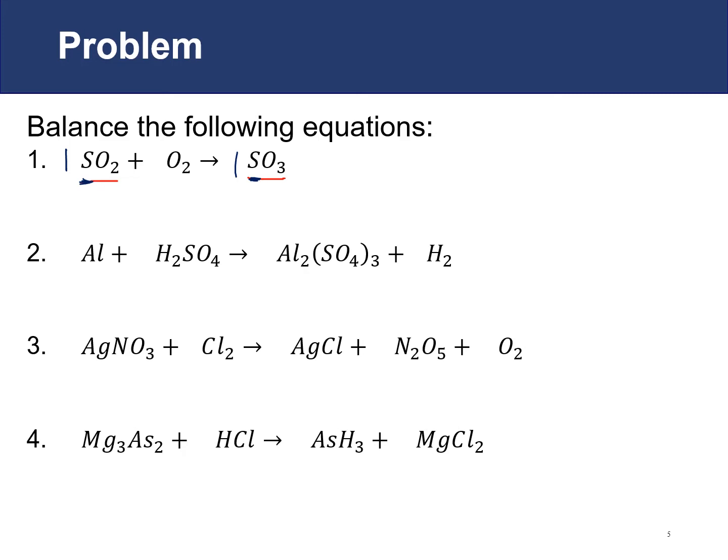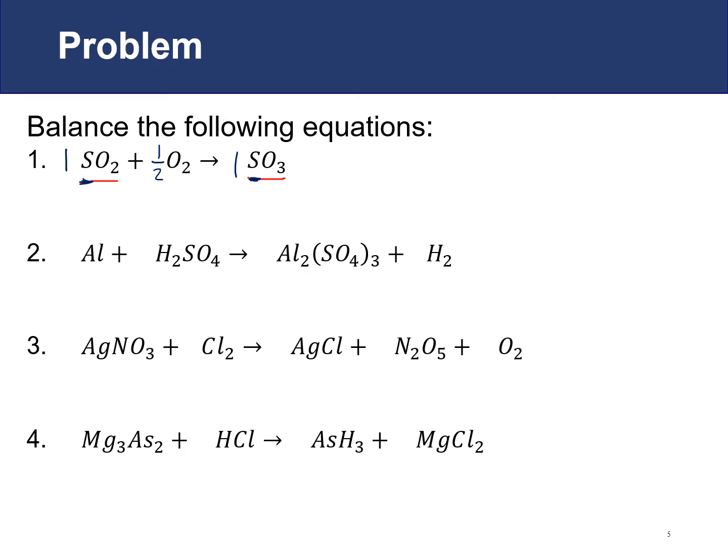If I have a 1 in front of the SO2 on the left-hand side, then I have 2 oxygen atoms on the left, but I have 3 oxygen atoms on the right. So to balance this out, I would need 1/2 of an O2 molecule, because the oxygen, O2, comes in pairs, and I only need 1 oxygen atom.